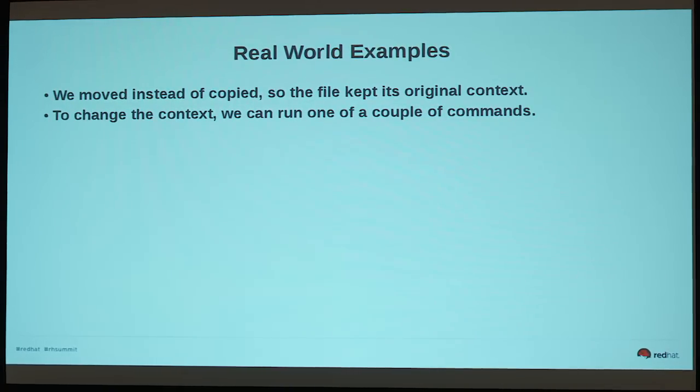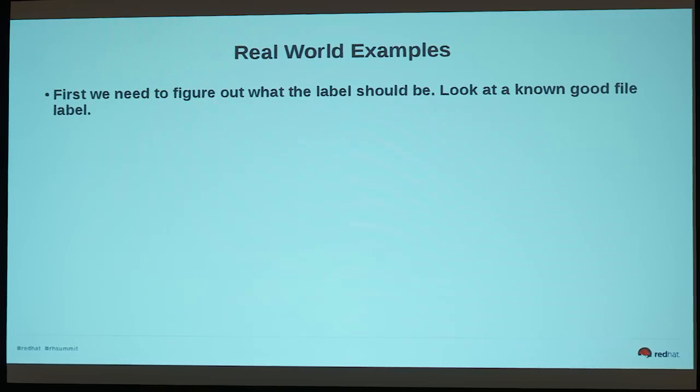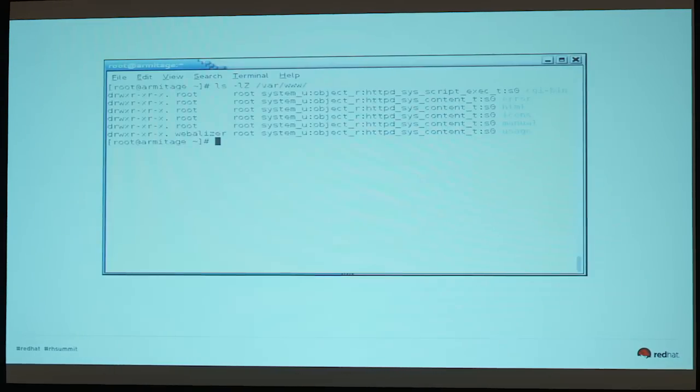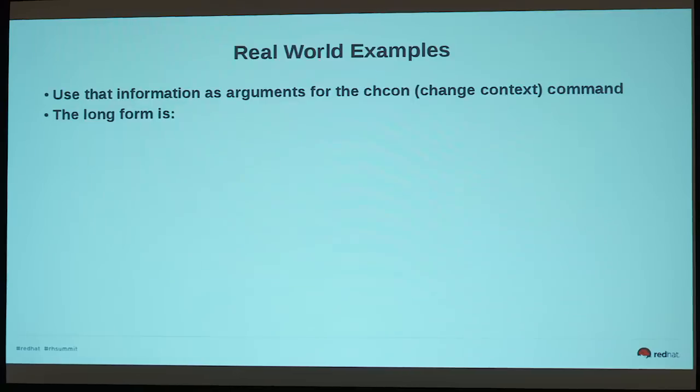To change the context, we can do a number of different things. The first thing we need to do is figure out what it should look like. Now, I'm lazy. I'm the first one to admit it. I don't want to have to figure a whole bunch of stuff out. So I'm going to go look at a known good directory and see what the context there is. So I look at /var/www, and I see that all of them are set up as httpd_sys_content_t type. So what I can do now is use the chcon, or change context, command against this.